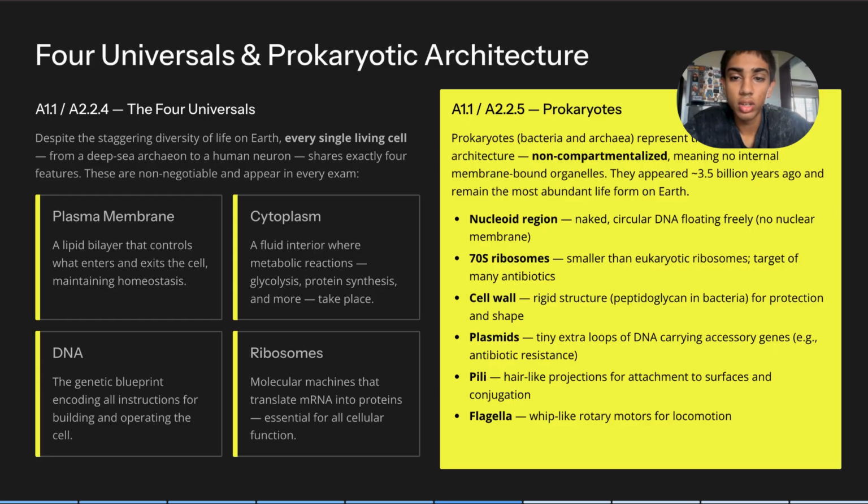Let's look at the simplest architectural design, prokaryotes, which are your bacteria. They are non-compartmentalized, meaning they don't have internal membrane-bound organelles. Instead of a nucleus, they have a nucleoid region containing naked circular DNA. They have smaller 70S ribosomes, a rigid cell wall, tiny extra loops of DNA called plasmids, hair-like pili for latching onto surfaces, and a whip-like flagellum for swimming around.